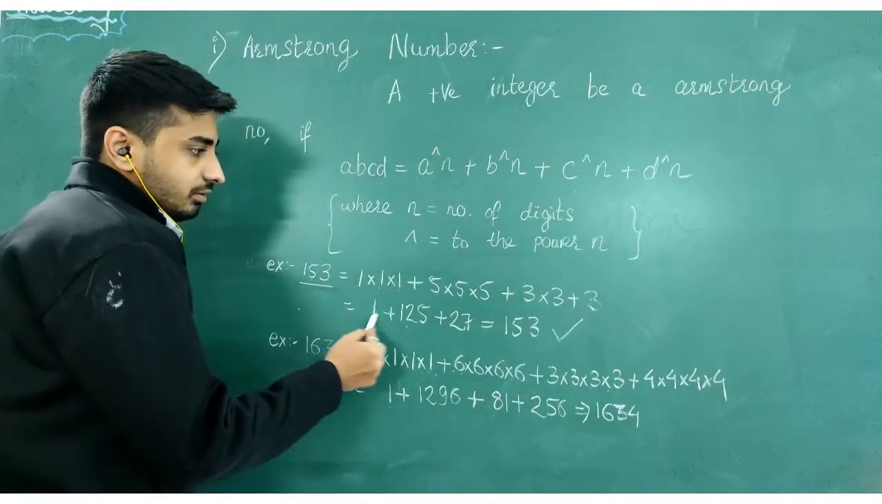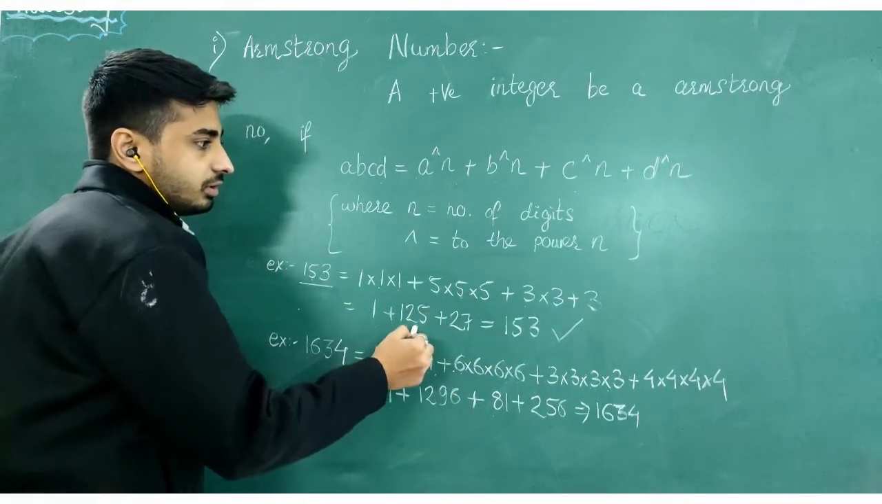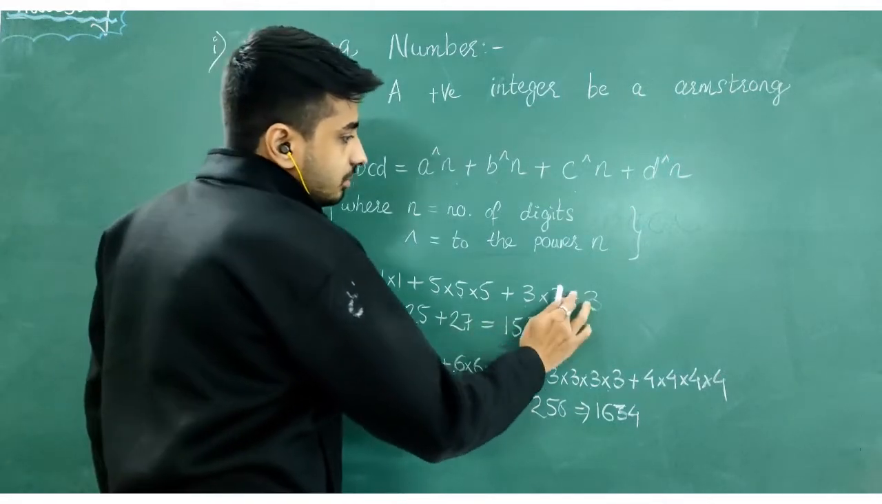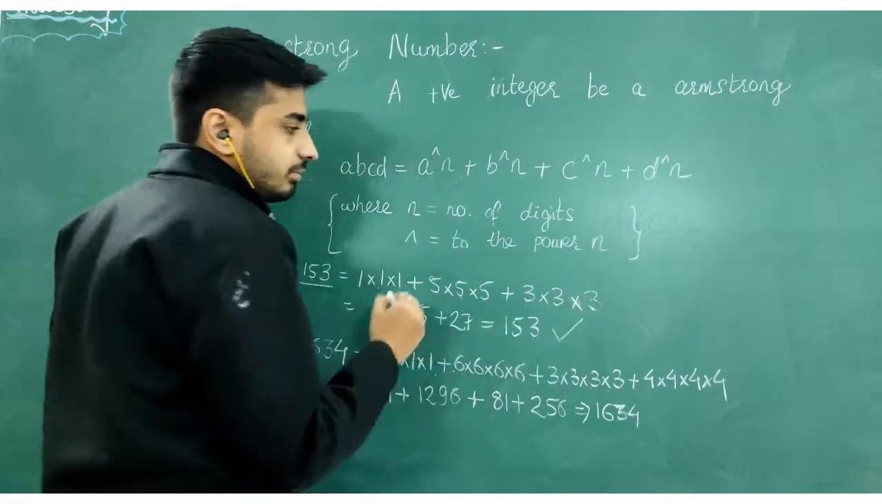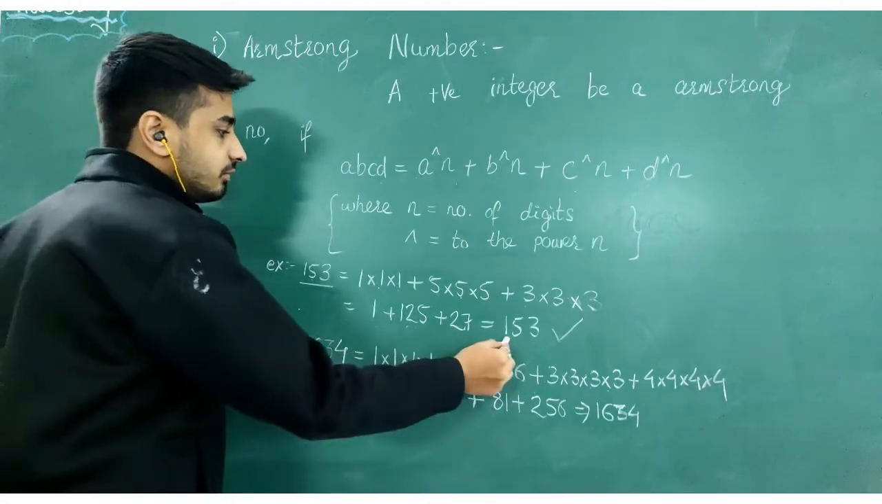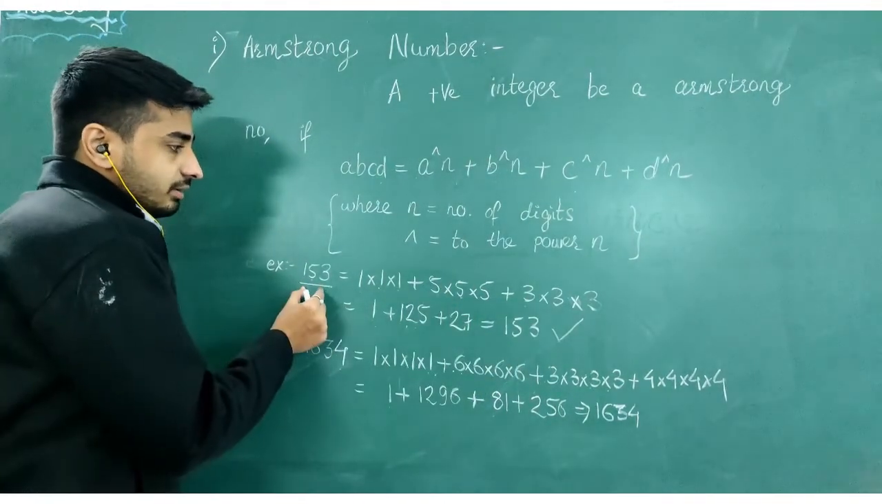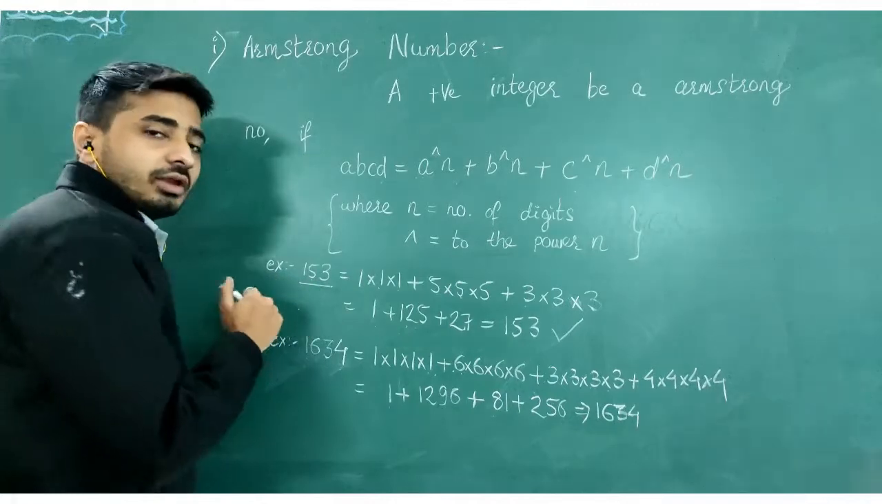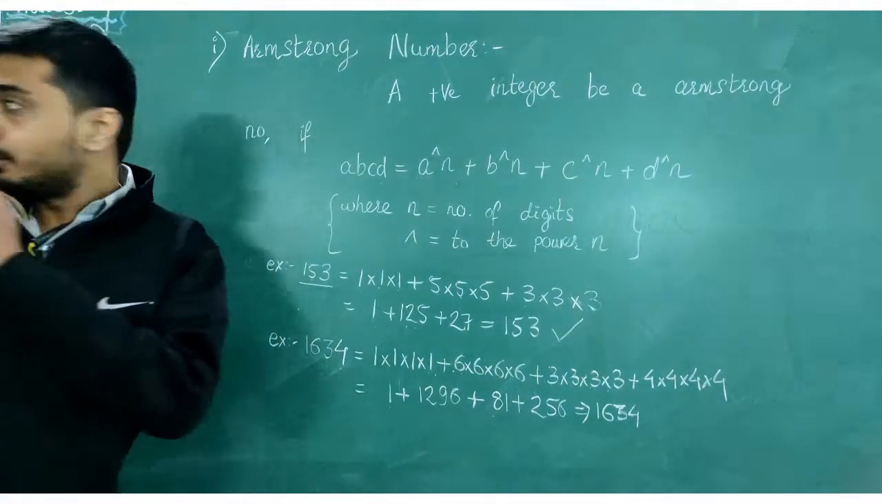So it will become 1. 5 into 5 into 5 will become 125. 3 into 3 into 3, okay, this is not plus, this is into. This will become 27. So the sum will be 153. So a number that can be represented in this form is known as an Armstrong number.